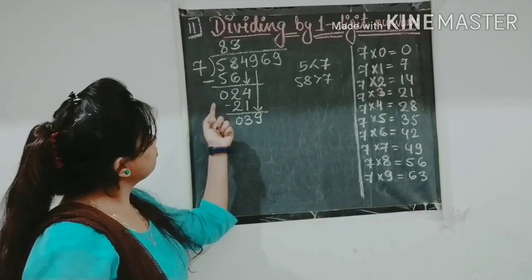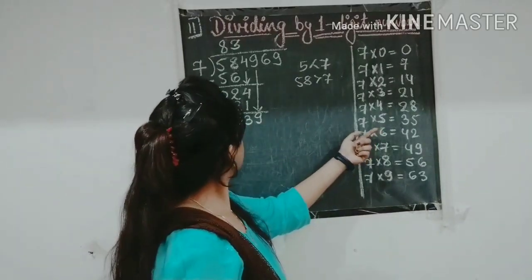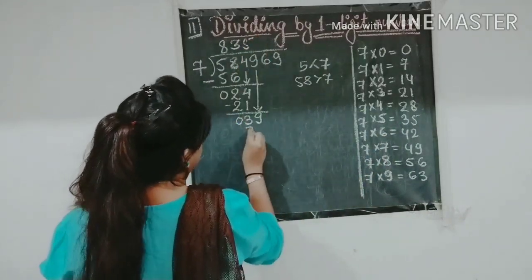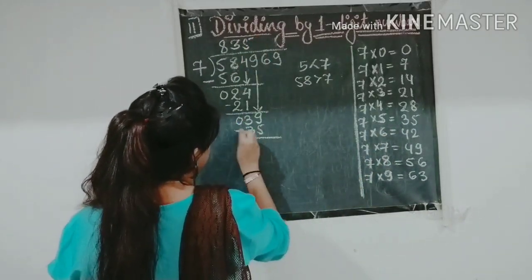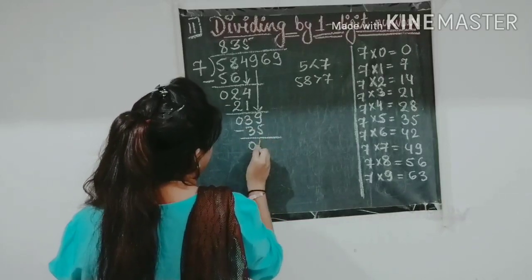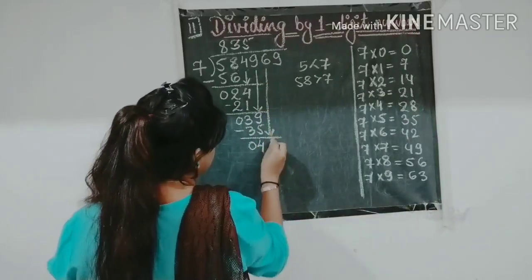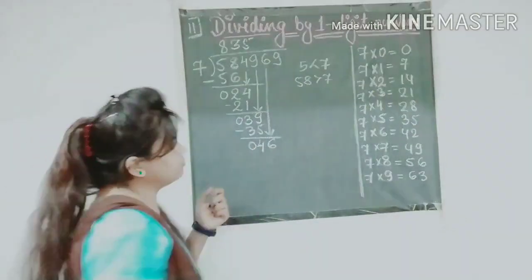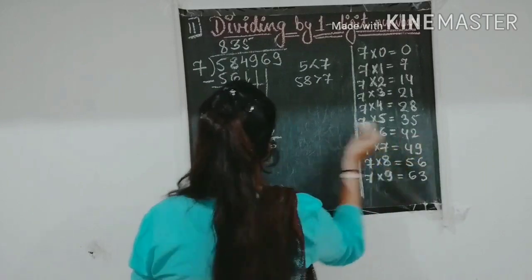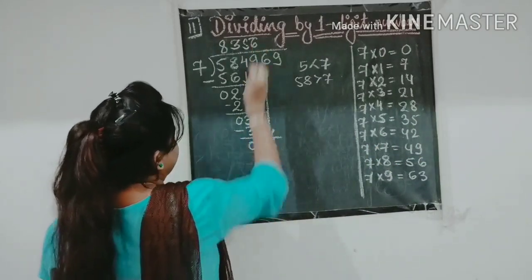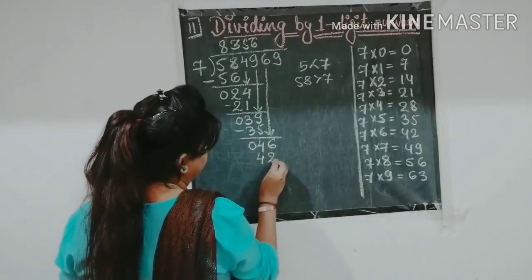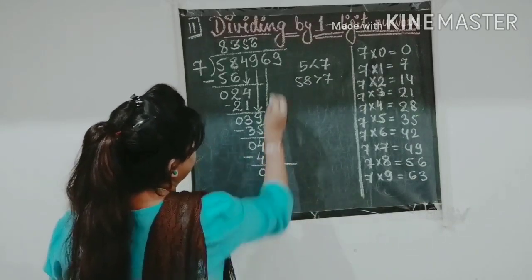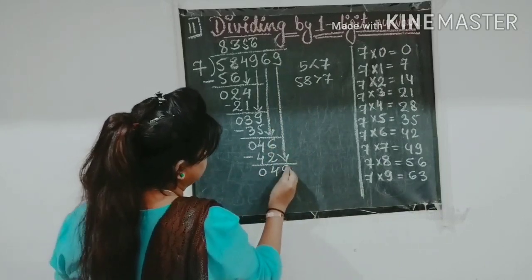Now again which number will come? We can take 7 5s are 35. This is 7 5s are 35. Now 4 and here 6. Now take the nearest number to 46. In 7's table we have 7 6s are 42. So we can write here 7 6s are 42. Subtract. You will get 4 and 9, that is 49.